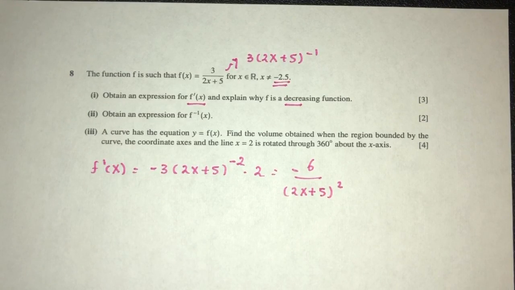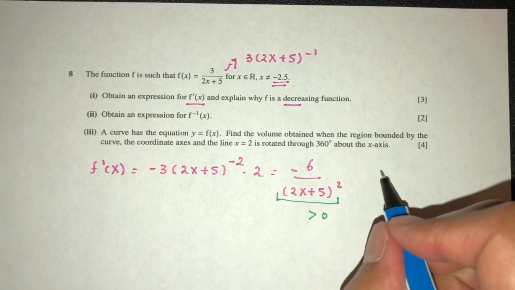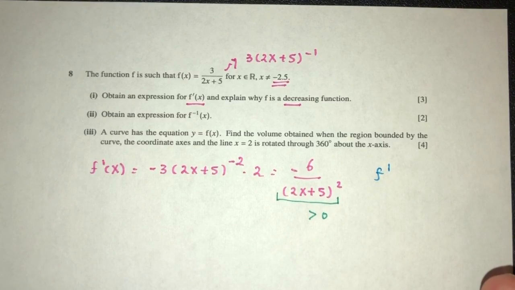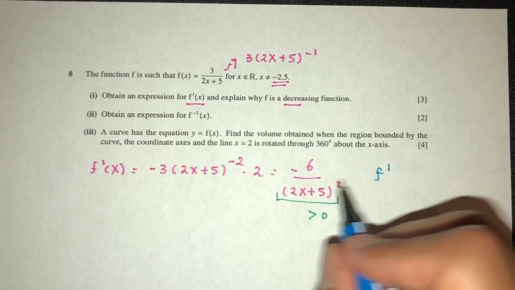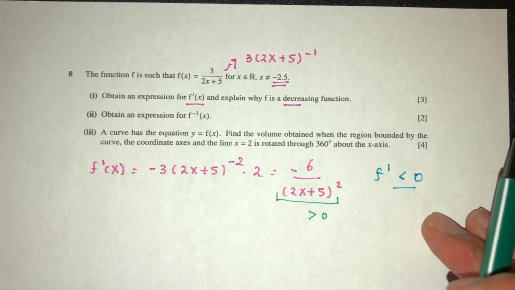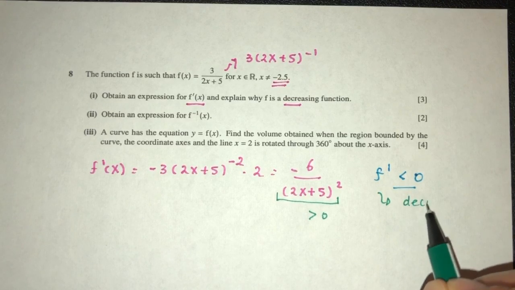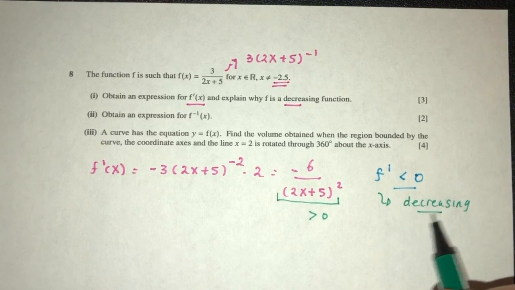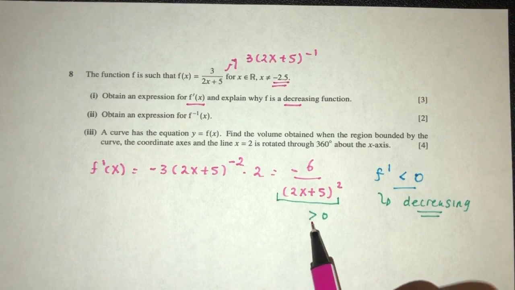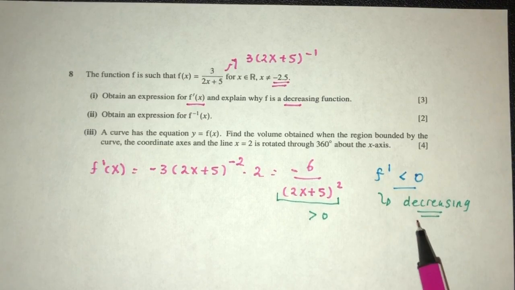Now, because the base here will always be more than 0, and minus 6 divided by a positive value will always be negative, it will always be a decreasing function. I hope that makes sense, because when you square something, it will always be more than 0. A negative value divided by a positive value, you will always get a negative value. That's why we have this, and this shows it is decreasing.